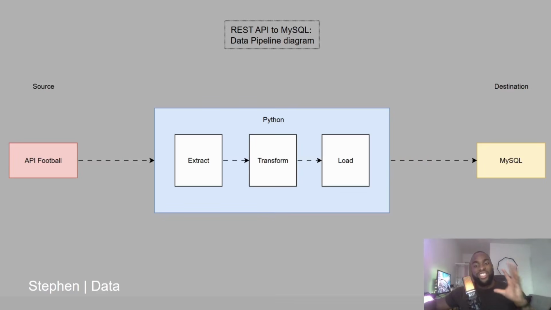Let's begin. This is the system architecture for our project. The data source here is a football API, and I found this on a website called RapidAPI. That's a platform that hosts over 35,000 APIs across different categories like sports, finance, weather, and so on. So we want to get the data from this API and then load it into our destination, which is MySQL. And we're going to use Python and SQL to help us with this.